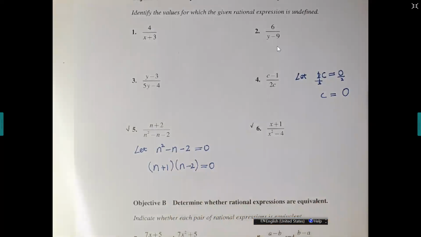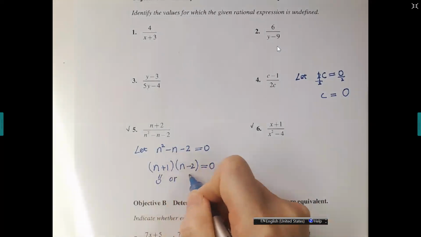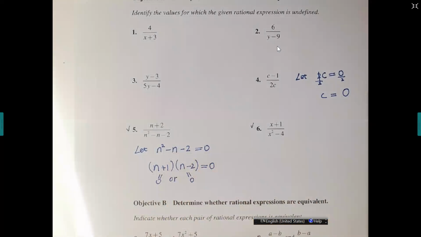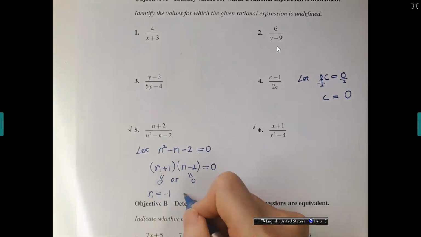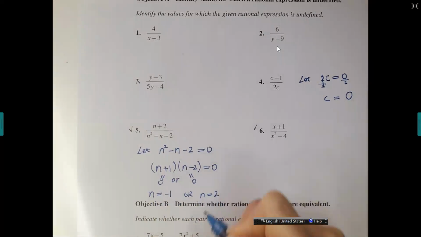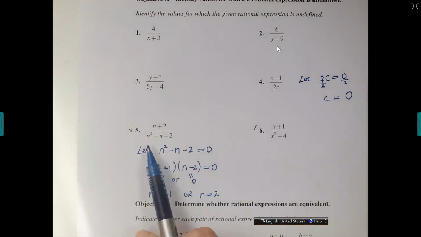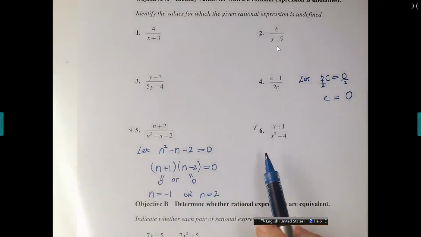See, this is what we learned in chapter 6. If we don't know how to do the factorization, we cannot solve this problem. Okay, then the product equals 0, so let each one be 0. This one equals 0, or the second binomial is 0. n plus 1 equals 0, what do we get? n equals -1. And or, n minus 2 equals 0, what do we get? n equals 2. So that means 2 numbers can make this rational expression undefined. Two answers here.